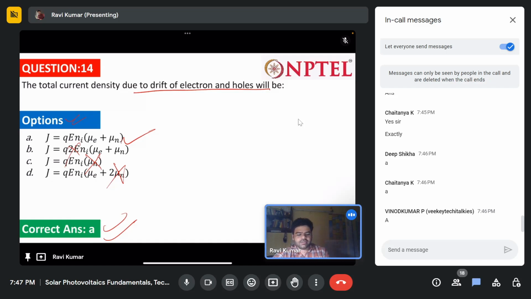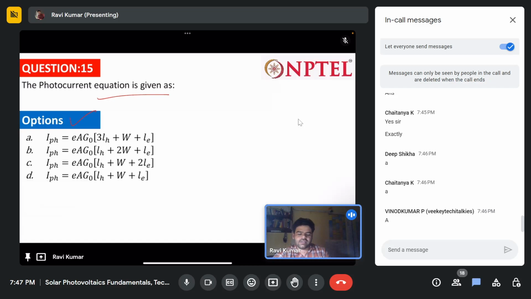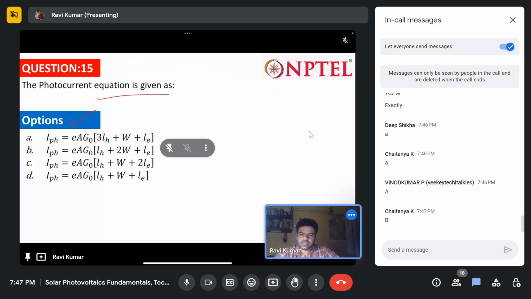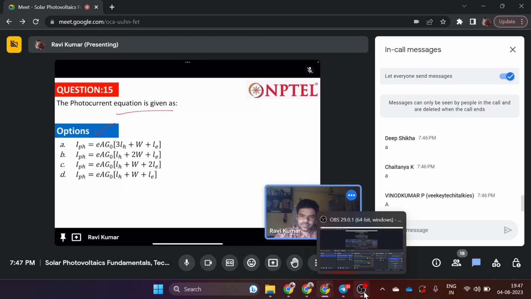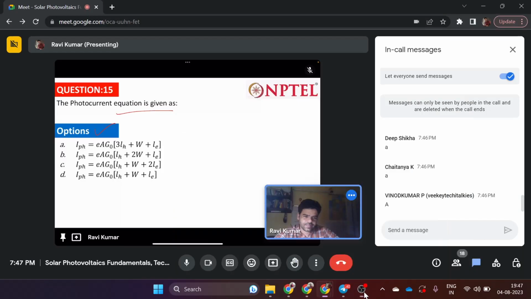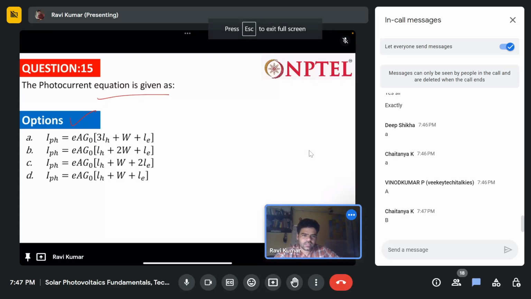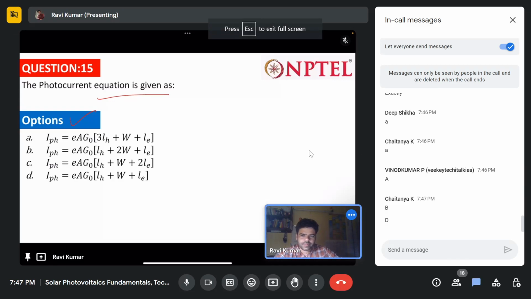The photocurrent equation is given as, just identify the formula. A, B, really B? I am having doubt. Chaitanya saying B, D. Okay, because 2 can't be here, 3 can't be here, 2 can't be here. So this is the right answer. It's D.